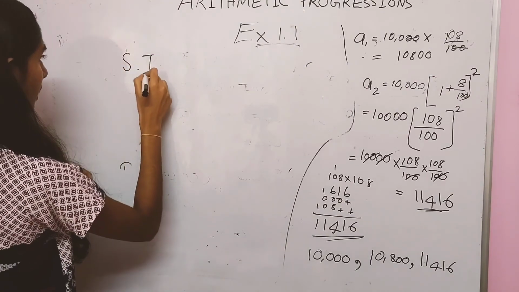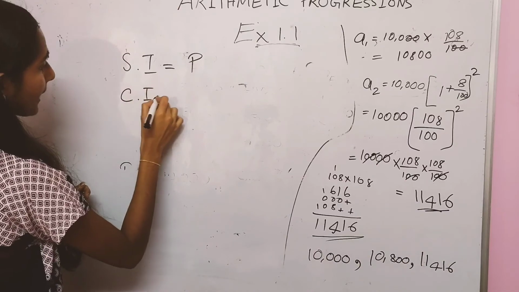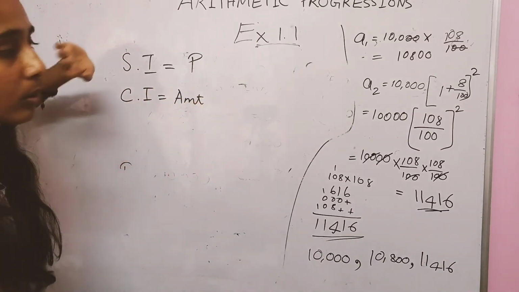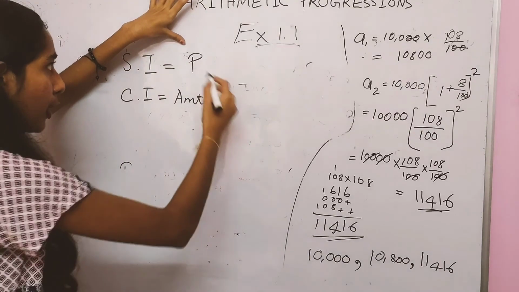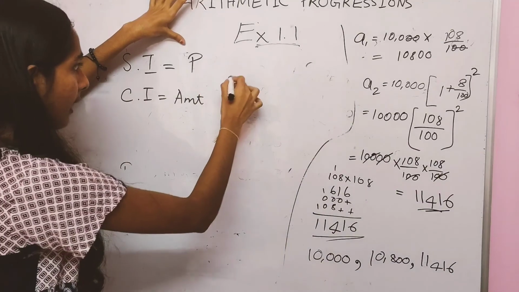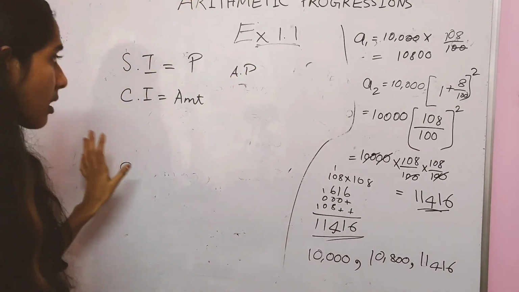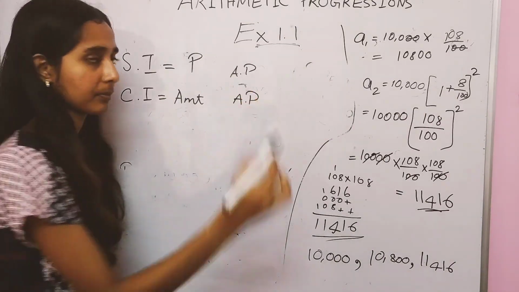Simple interest will be calculated on principal. Compound interest will be calculated on the amount. That's why when amount is calculated on the basis of simple interest, you get the interest rate in arithmetic progression. When it is in compound interest, the interest rate won't be in arithmetic progression.